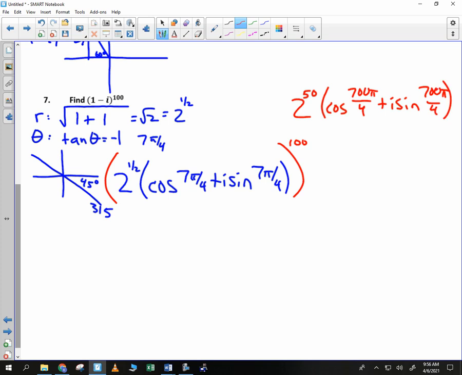Would everybody agree that 700 pi over 4 is definitely more than once around? Wouldn't that be a pain to subtract off 8 pi over 4 over and over again? Let's just try to divide it. What's 700 pi divided by 4? 175? So I get 2 to the 50th times the cosine of 175 pi plus i sine of 175 pi.